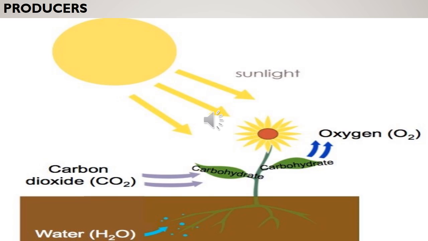Biotic components can be classified into three categories: producers, consumers, then decomposers. Producers are the self-nourishing components. With the help of sunlight, they can produce their own food. Hence, they are called autotrophs. They are found both on land and water. Examples: all green plants, some algae, and some bacteria.